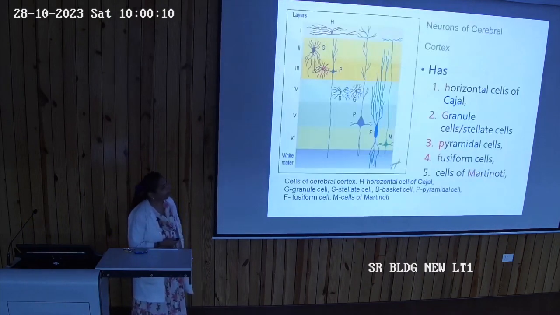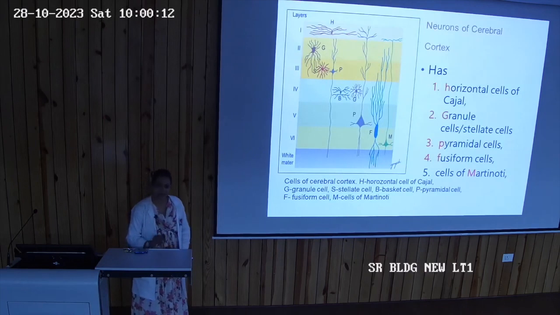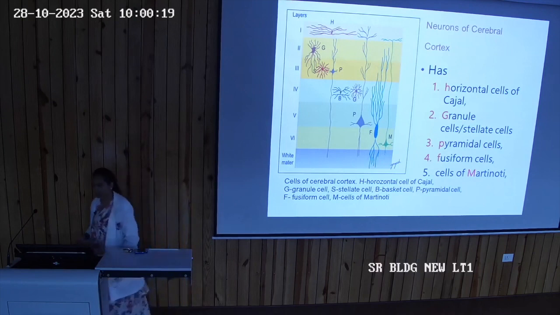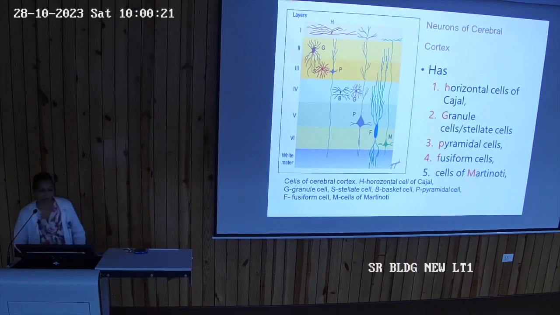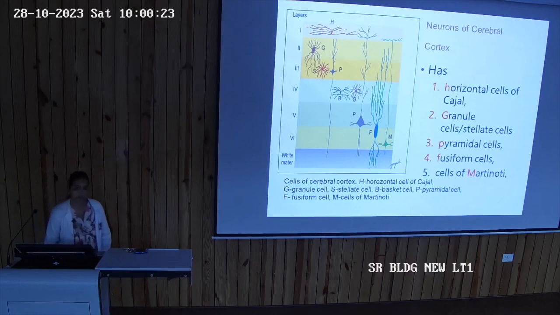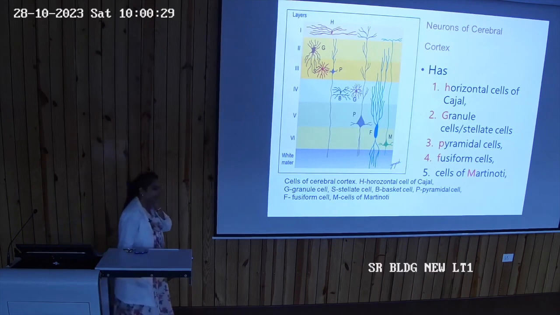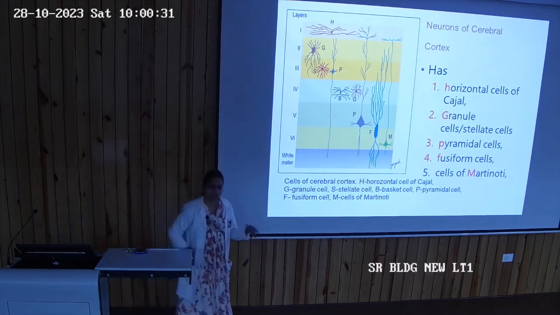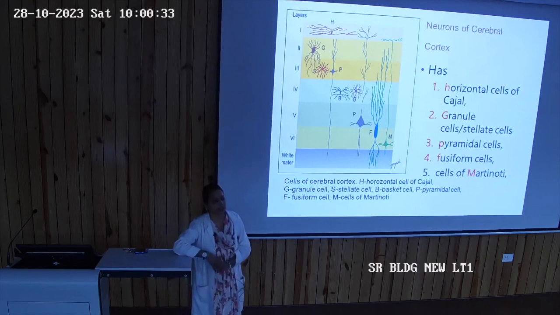Then the last we have cerebrum. Cerebrum has six layers. They have different types of cells which are of five types. Horizontal cells of Cajal. This you have to remember. Go and read this chapter. Granule cells. Then we have pyramidal cells, fusiform cells and cells of Martinotti. The most important out of them, what is the feature of the motor cortex? Pyramidal cells. The largest pyramidal cells in the motor cortex are known as cells of Betz.